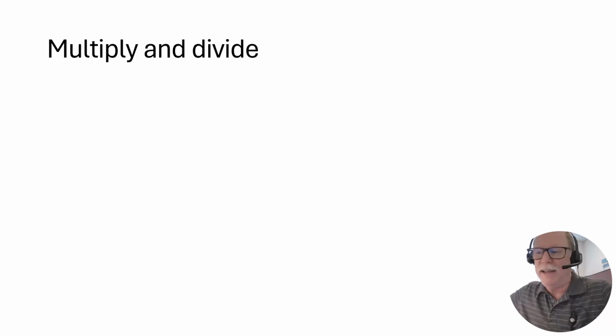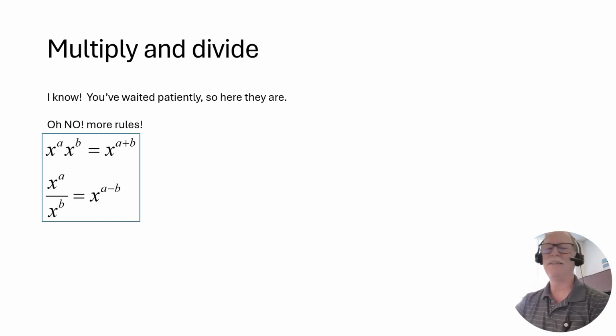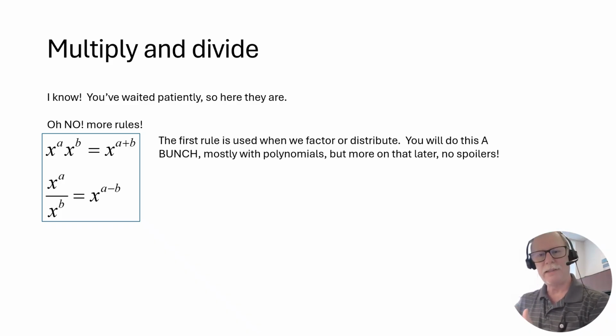Alrighty, we finally made it. How to multiply and divide. Guess what? More rules. I know. Oh no. So these are more exponent rules, and if you did Google, like I suggested, you saw a big old list. Depending on which website, some have more than others. This first rule is absolutely essential. We're going to factor and distribute quite a lot in Unit 1. And then again, we're going to talk about polynomials in detail in the future, and it's very important.